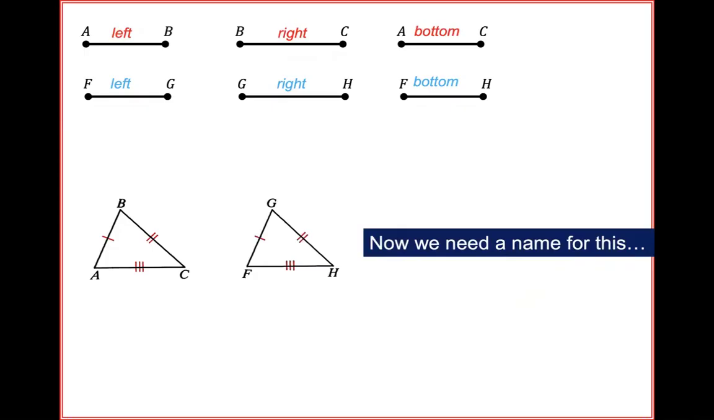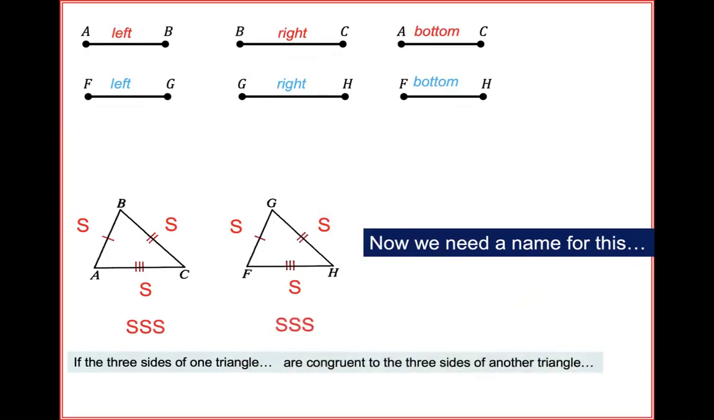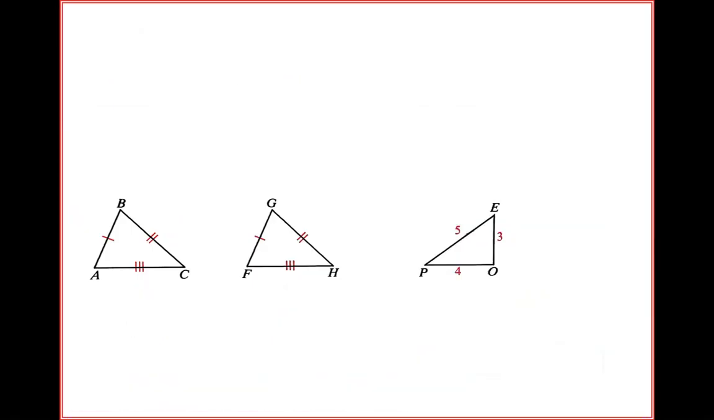So we need a name for this. We just showed that these two triangles are exactly the same, right? And we did it by showing that one side was the same as the second side, a second side was the same as that side, and a third side was congruent to the third side. So we need a name for this, and we aren't too inventive. If three sides of one triangle are congruent to three sides of another triangle, then the two triangles are congruent. We're going to call this, can you guess? We're going to call it SSS, right?